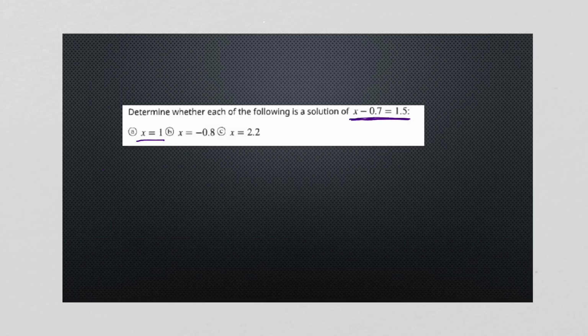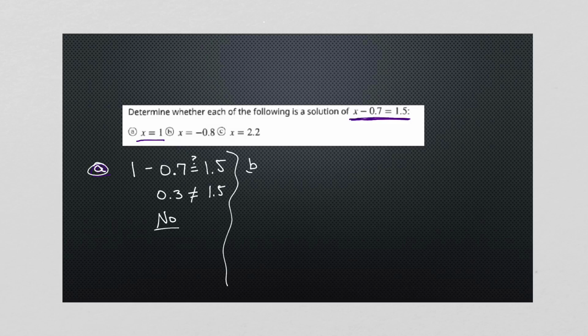So on part A, oops, that doesn't show up very well there. Let me try a different color. On part A, I'm going to put 1 in where I see x, and I'm going to see if it makes a true statement. 1 minus 0.7 is 0.3. I'm going to put a question mark there, which does not equal 1.5. So on part A, I would say no, that is not a solution.